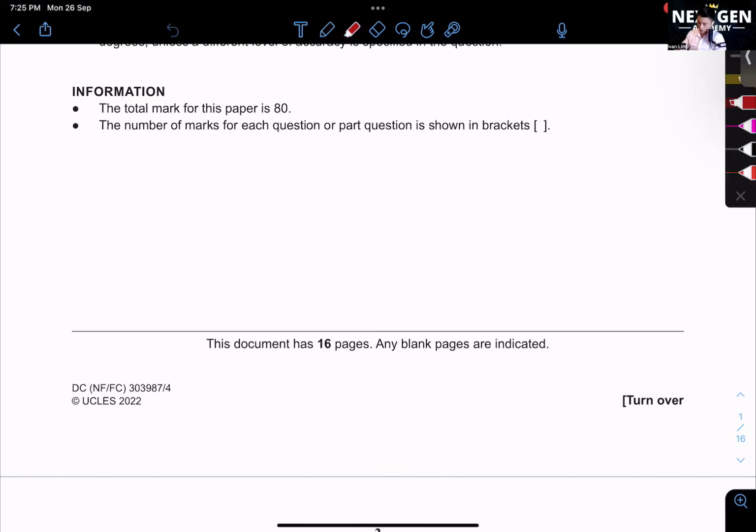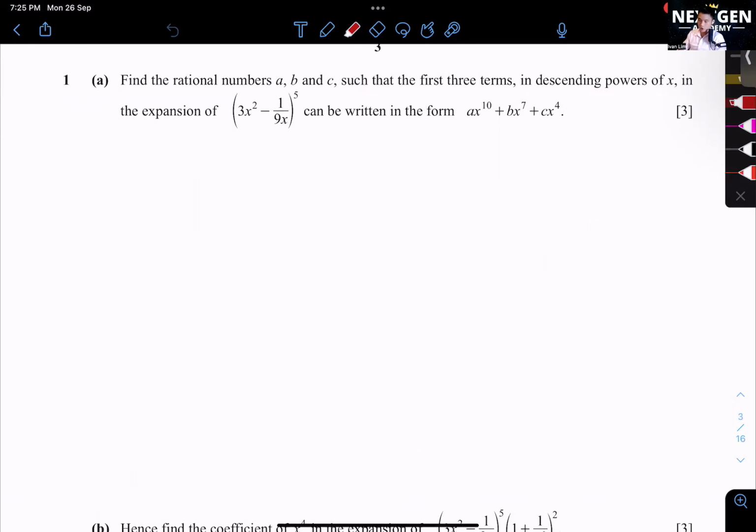I won't go through the instructions. We jump straight into question 1. Find the rational numbers a, b, and c such that the first 3 terms in descending powers of x in the expansion of (3x squared minus 1 over 9x) to the power of 5 can be written in the form ax to the power of 10 plus bx to the power of 7 plus cx to the power of 4. This one is just your binomial expansion. You can just look at the formula in front if you want.